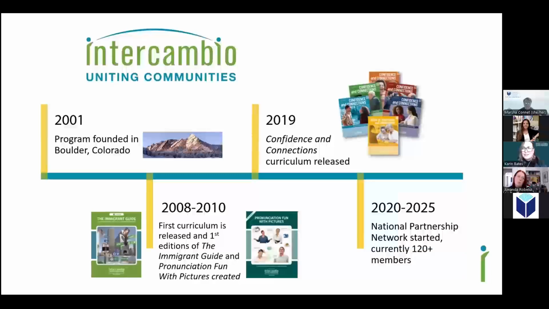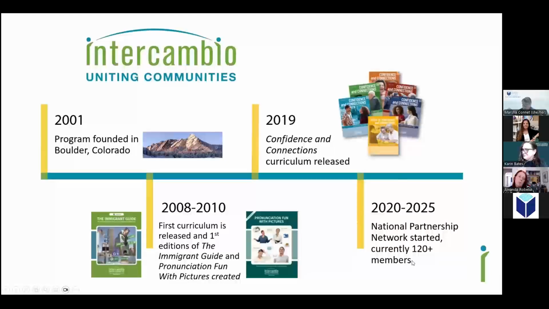We've been around. This is going to actually be our 25th anniversary this year, because we technically started in late 2000, early 2001. So we are already starting to celebrate our 25 years of doing this work. And we've got some samples of the curriculum that we have developed here. Some of you maybe have worked with this one down here, the Immigrant Guide. Pronunciation Fun with Pictures is another book that we have. And then we have a full-blown curriculum called Confidence and Connections.